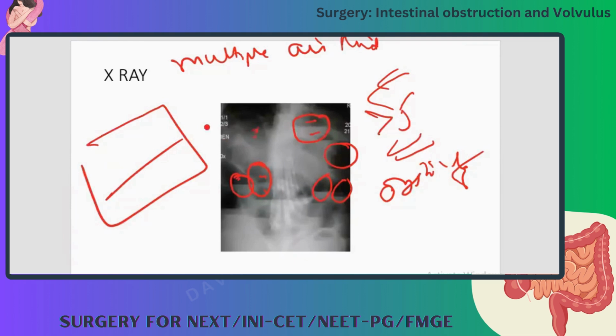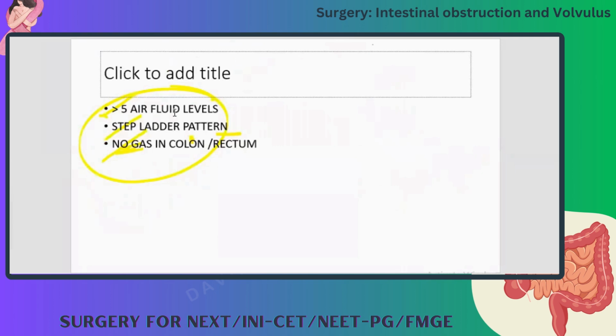This X-ray belongs to intestinal obstruction.